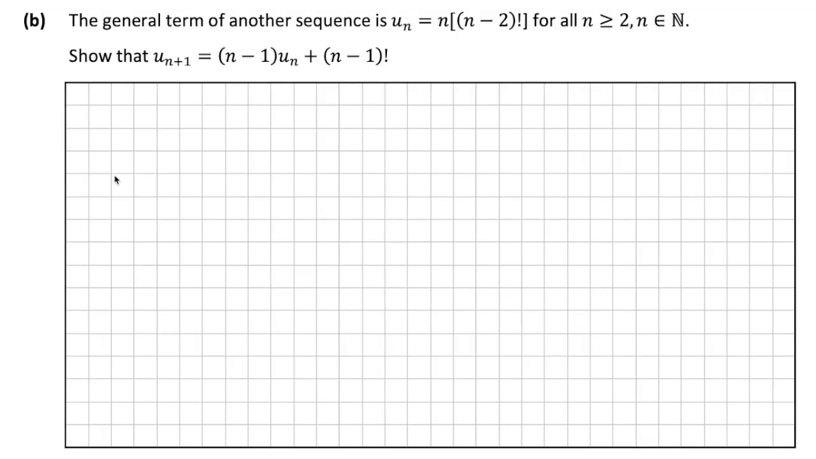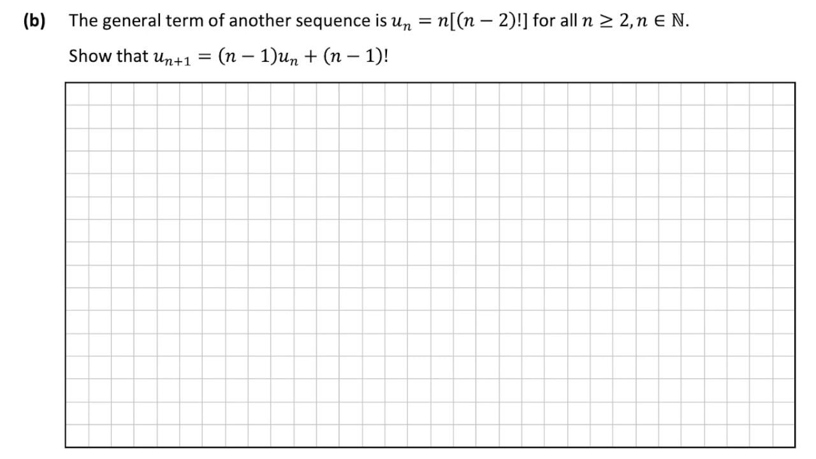Okay, looking at the last part of this question then, it says the general term of another sequence is u of n is equal to n by n minus 2 factorial for all values of n that are greater than or equal to 2, and n is a natural number. Show that u of n plus 1 is equal to this, which is n minus 1 by u of n plus n minus 1.